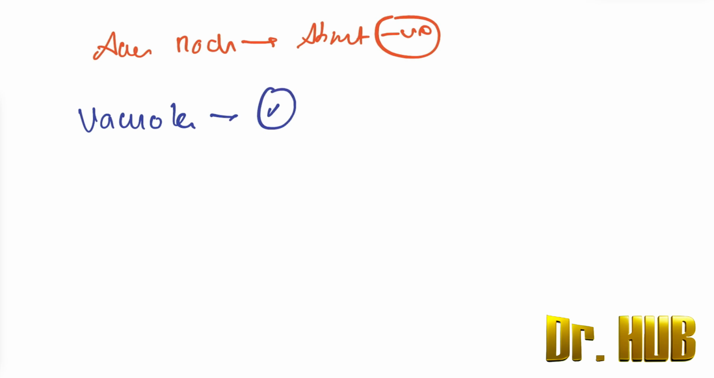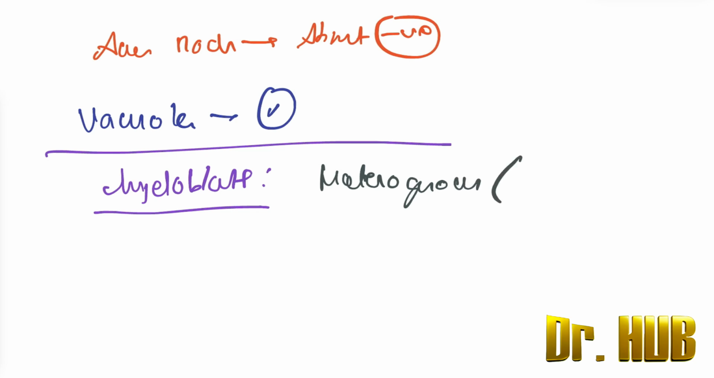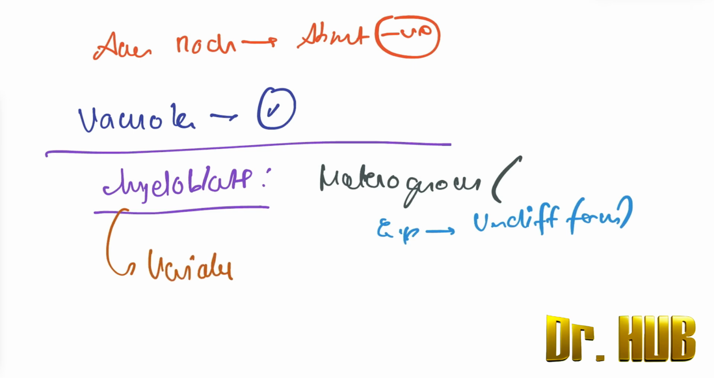Then we'll be moving on to the myeloblast. The blast population is heterogeneous, with the exception of the undifferentiated forms. How is the size of the myeloblast? It is variable and mainly large.